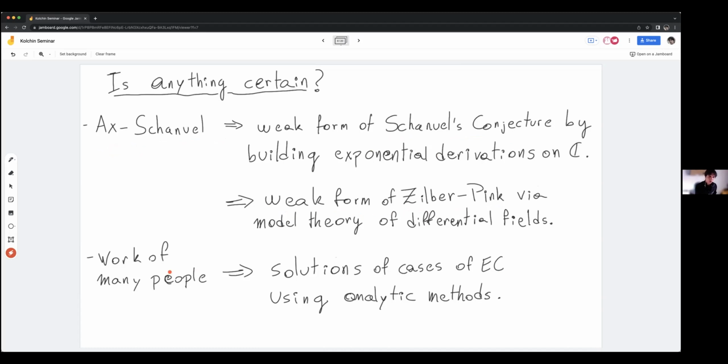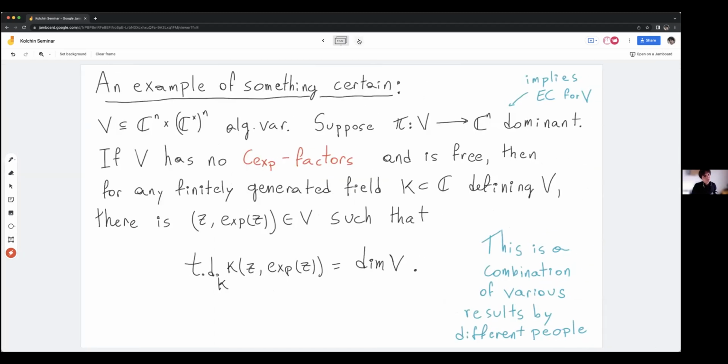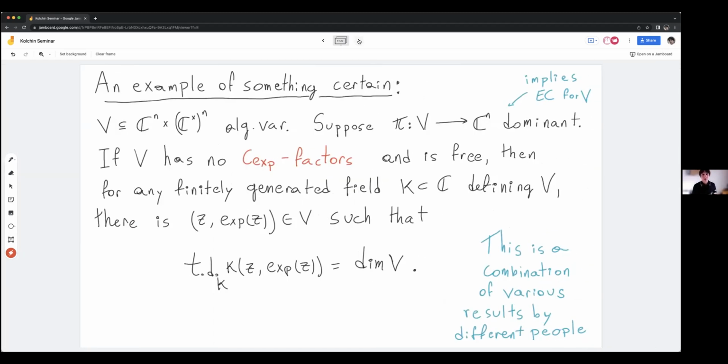And then the works of a lot of people have produced cases of existential closedness. They have verified that in certain cases, existential closedness is true. Certain varieties which are rotund and free do have a Zariski-dense set of points in the graph of exponentiation. And like I said, you require analytic methods to do this. So if you put all of these together, then here you have something certain.